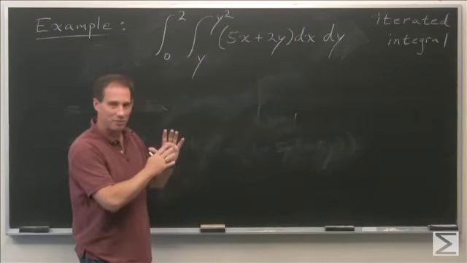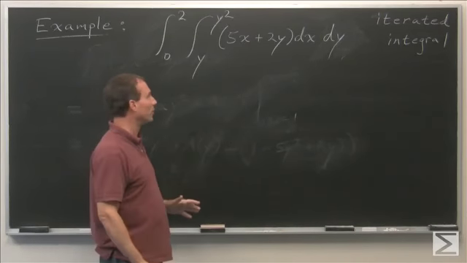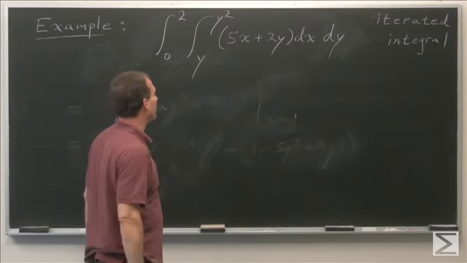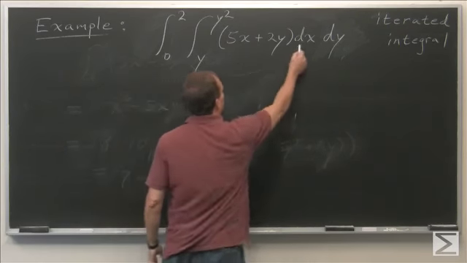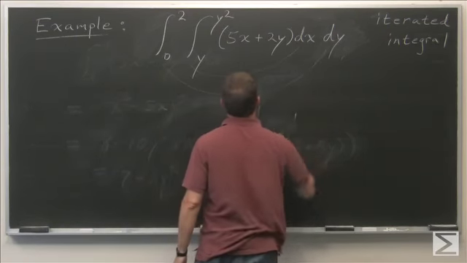You could have 3 integrals, so you can have 15 integrals in a row, and you work your way from the inside out. And you're just supposed to know this integral sign goes with that differential, this integral sign goes with that differential.